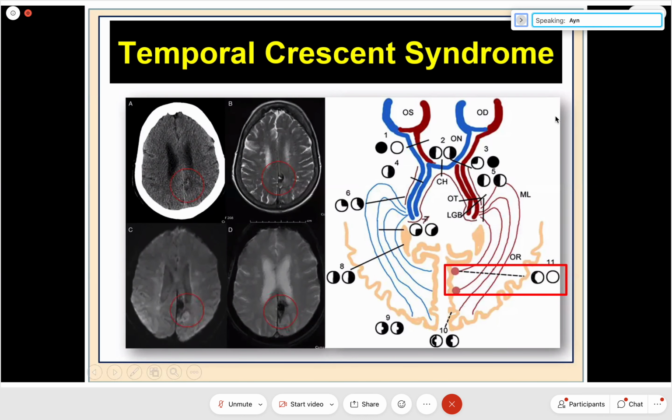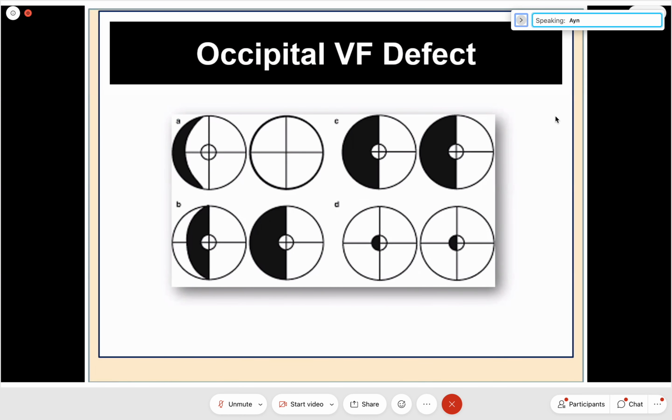Okay, this last but not least, temporal crescent syndrome. As I mentioned earlier, our binocular field at the peripheral part on each eye solely depends on the monocular vision. So for example, if this deep occipital lobe is involved, the patient might have isolated temporal crescent syndrome. So I think you can figure out what could be the lesion. This one, the temporal crescent due to deep occipital.